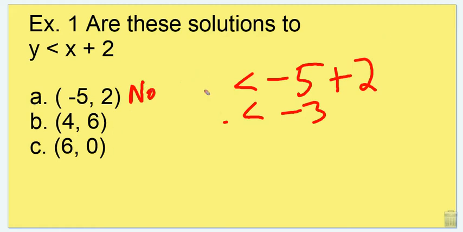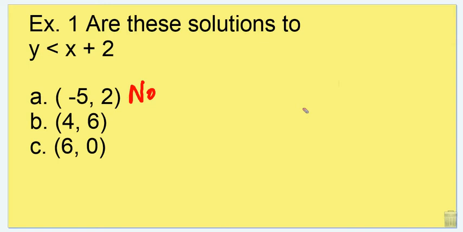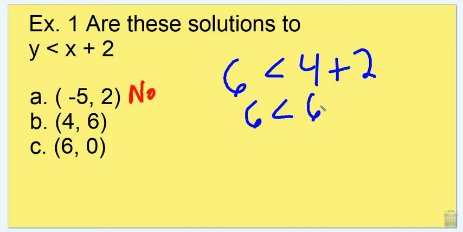The next one then, all right, let's look there. Is 6 less than 4 plus 2? Well, now you have 6 less than 6. No, that's a false statement. So no, that is not true. If there was a line under it, yeah, that would be true. But since there's not, then that's a false statement there.